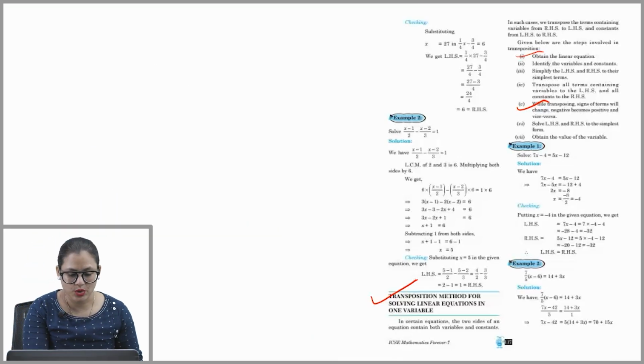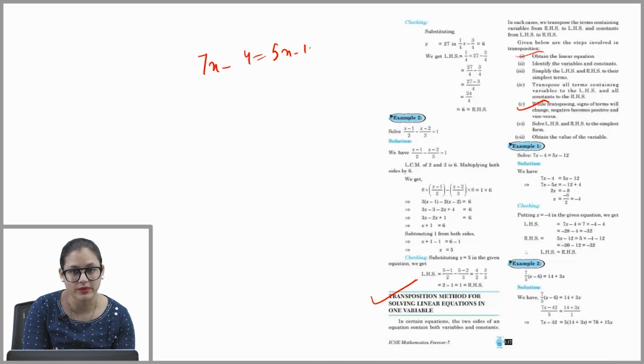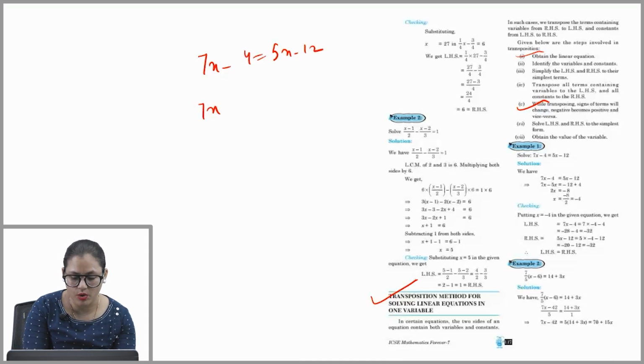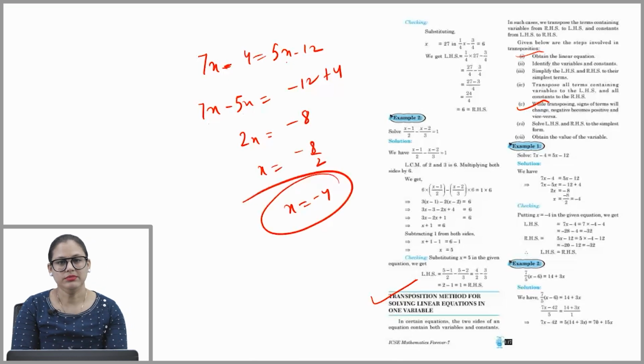For example, let's do this example. 7x minus 4 is equal to 5x minus 12. So, what will you do? With 7x, you will transpose 5x to the LHS. Now, you will change the sign of 5x: minus 5x, minus 12. Then we will transpose 4 to the right side and it will become plus 4. 7 minus 5 is 2x, minus 8. x is equal to minus 8 by 2, that is minus 4, right?